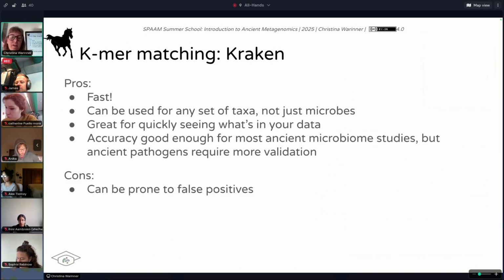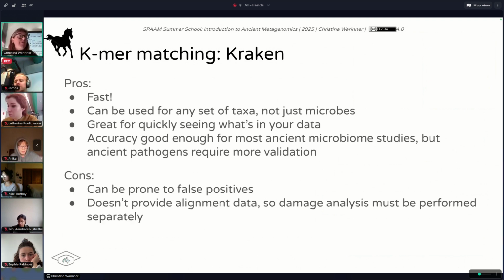Some cons: it can be prone to false positives, so watch out. You want to always go that extra step of validating after a Kraken run. It does not provide alignment data, so you would have to separately perform damage analysis.